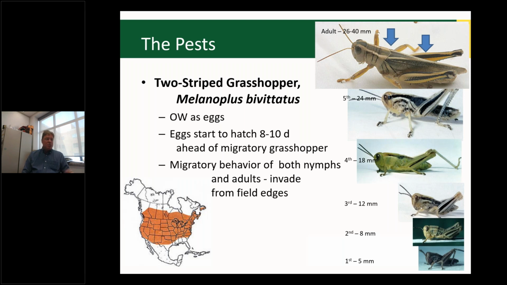Once again, the migratory behavior of both nymphs and adults. These tend to invade from field edges. They're going to overwinter. They're going to be laying eggs in ditches and roadsides and moving into crops from those. But once again, they can move great distances, which makes control in individual fields occasionally very complicated. You can see that black stripe is characteristic on all of the nymphal stages and all of the adults. Looking at the hind tibia, we are seeing fourths in the Regina area and Lumsden area, and in some other areas as well. So they are really speeding through their development quickly.